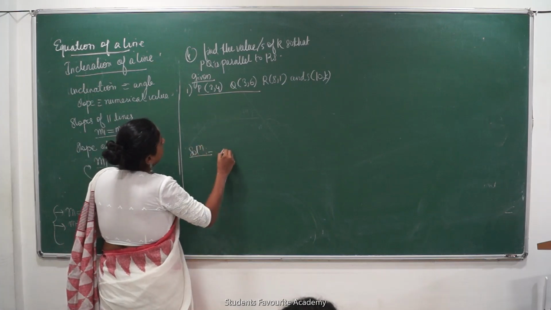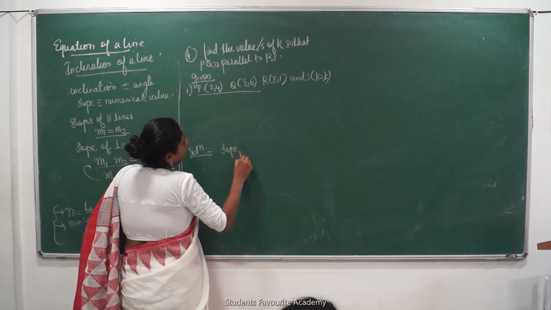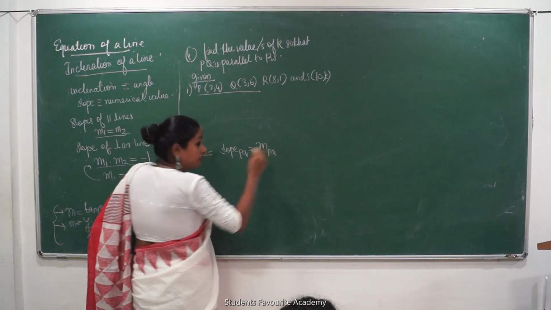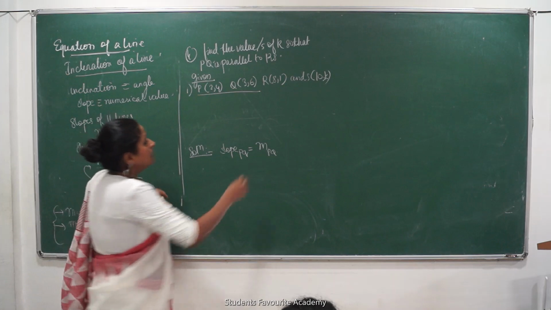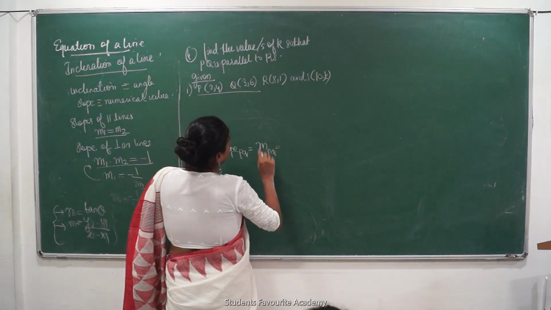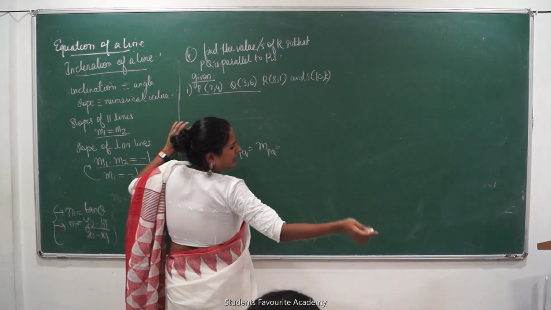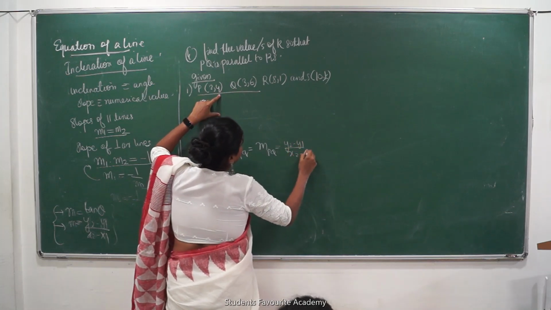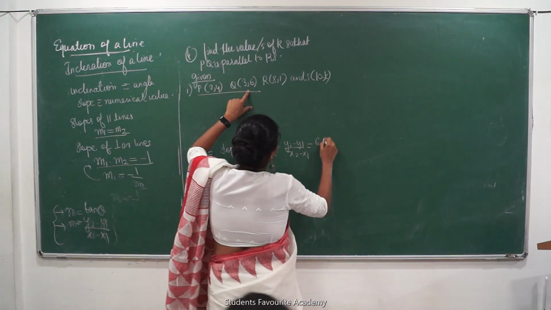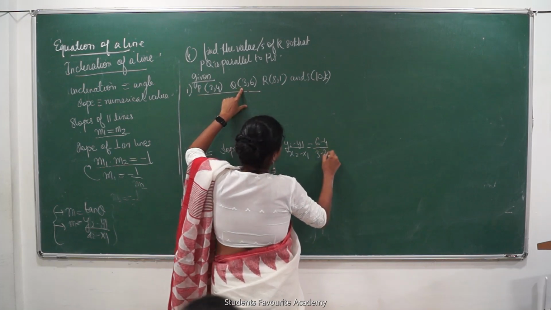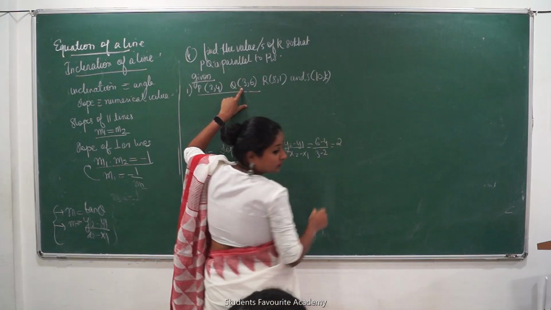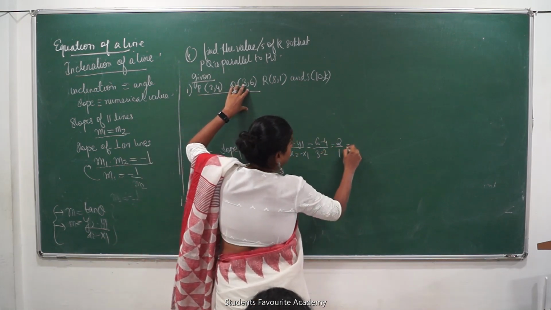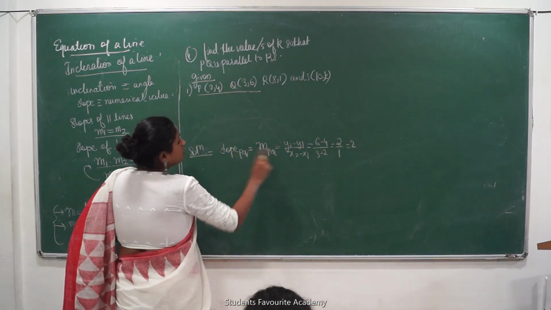So can I say slope of PQ, always write this as m of PQ, so that one understands whose slope we are talking about. Write it in the question. Slope of PQ is how much? y2 minus y1 upon x2 minus x1, that is equal to 6 minus 4 upon 3 minus 2, 2 upon 1, that is equal to 2. The slope of PQ is 2.